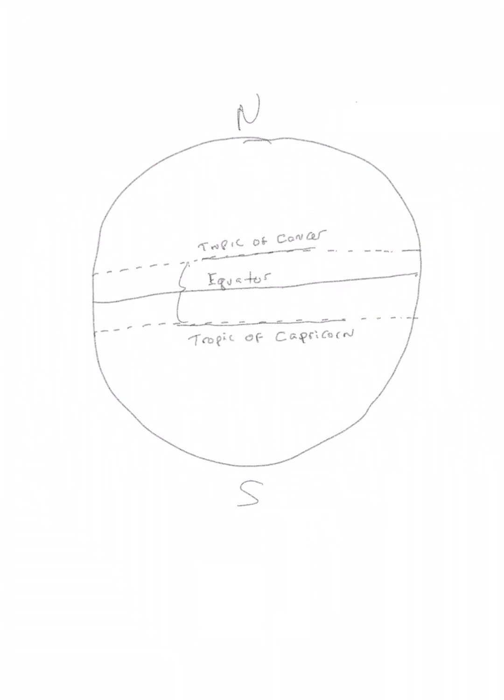Now, if we look at the poles, the North and South Pole, the sun has its lowest angle, the lowest intensity along the polar regions. So you're going to have far fewer producers and far fewer consumers.